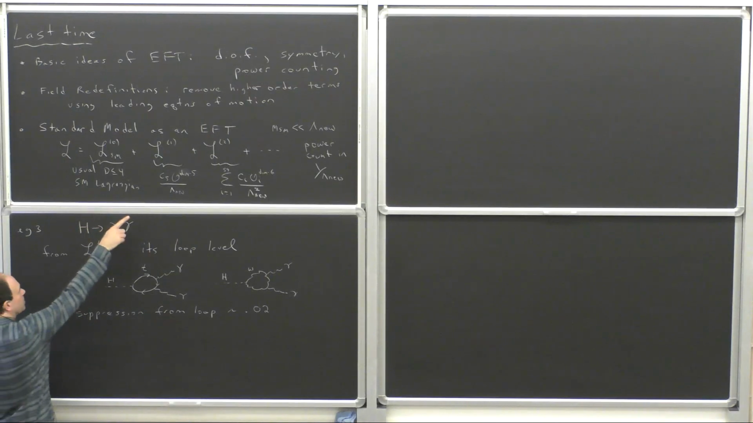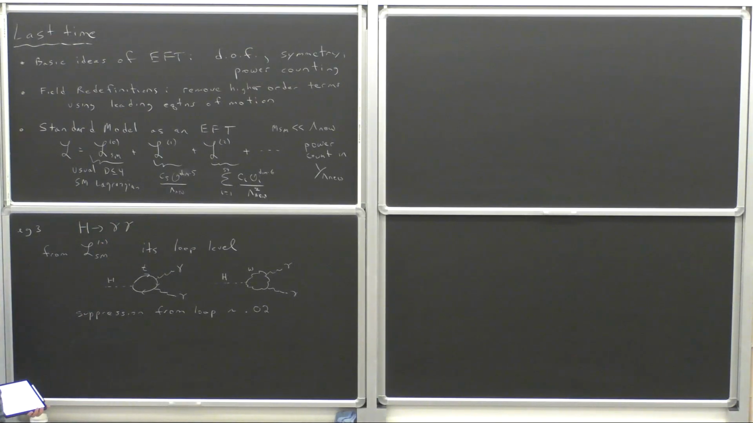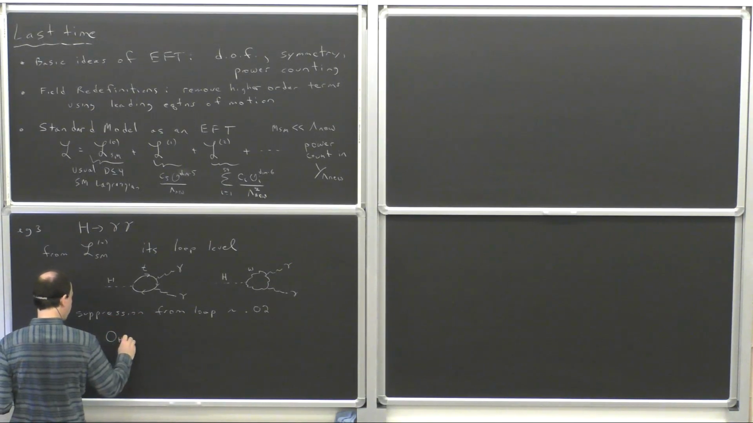Now we can look at these operators here. In L1, there's no operator that would mediate this process of Higgs to gamma gamma, but if we go through this basis of 59 terms, then there are dimension 6 operators that can mediate this process. So I'll show you a couple of them.